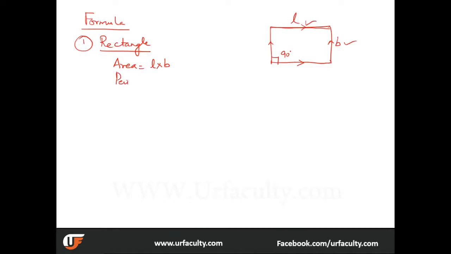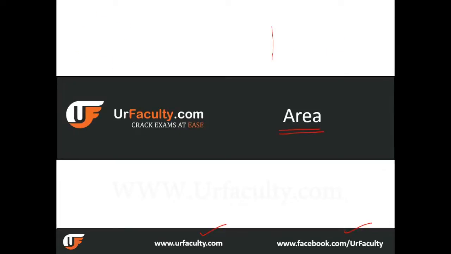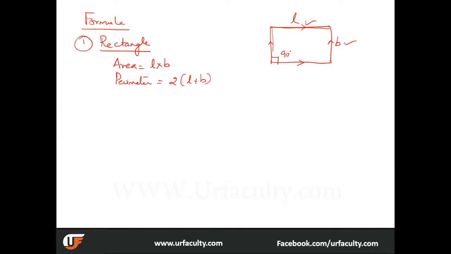And one more formula that you need to remember is perimeter, which is equal to 2 into (L plus B). What is a perimeter? Perimeter is basically the sum of all the sides of that particular shape. So in this case, for a rectangle, it's 2 into (L plus B).